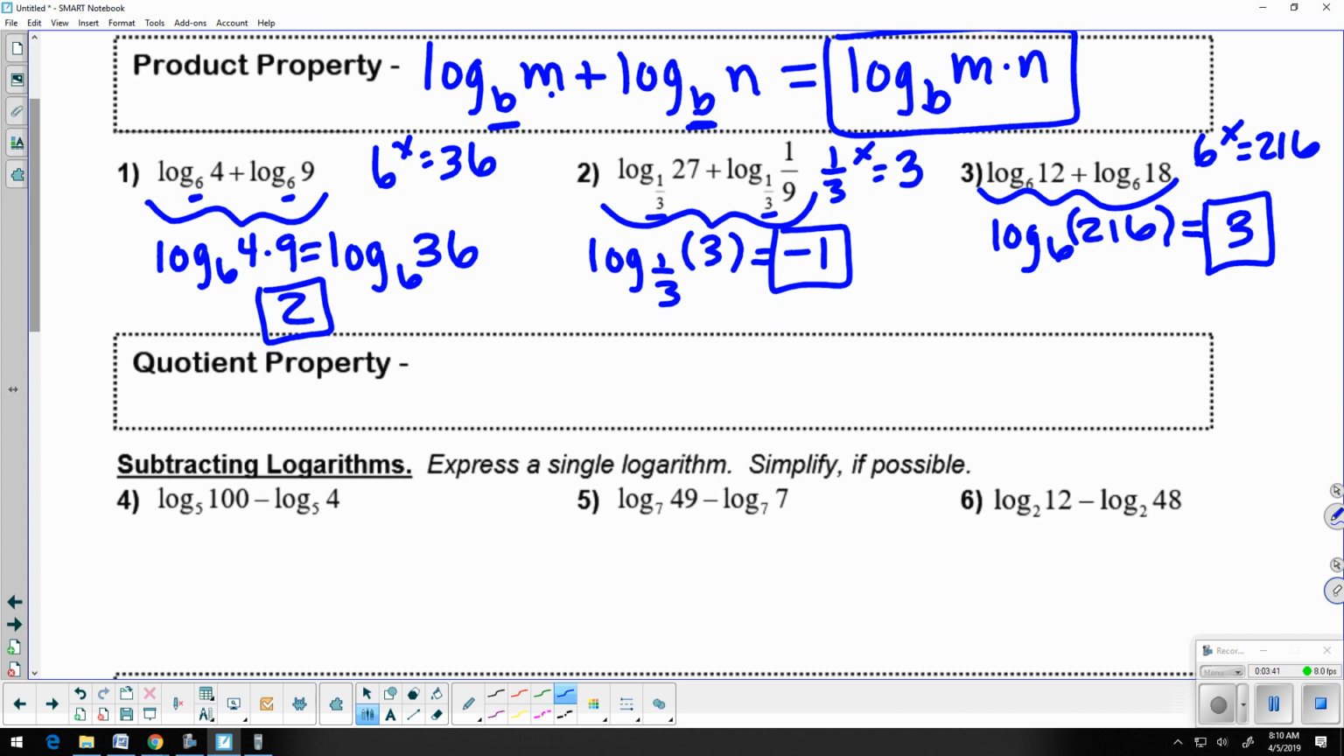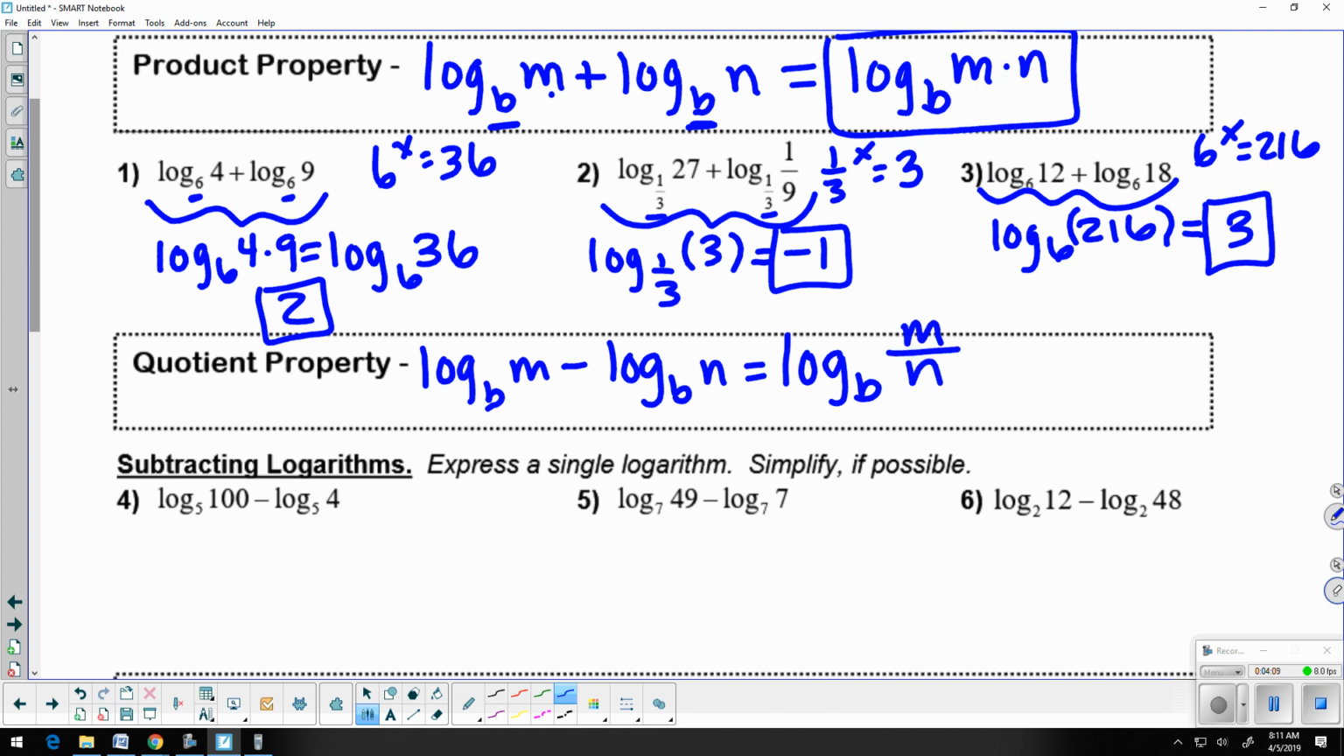And now the quotient property, pretty similar. Quotient means division. You even see in these next examples a minus sign separating the two logs. Pretty similar ideas to what's above: with addition, you multiply to condense it. So if you have log base b of m minus log base b of n, you're going to condense these two logs. With subtraction, you want to think division. This would be log base b of m divided by n.